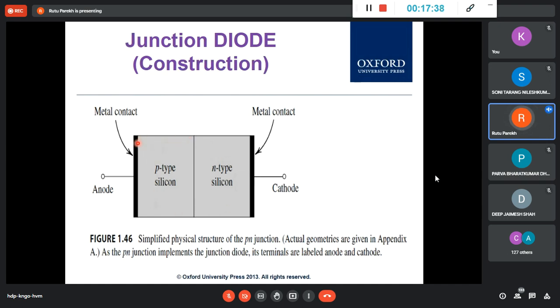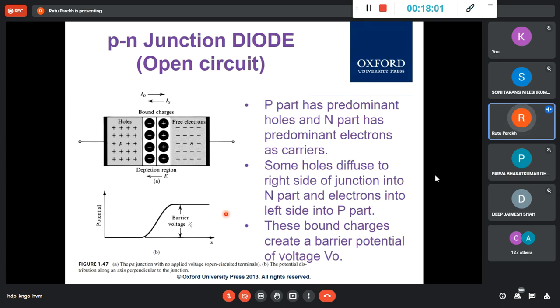So P and N, and then we make a terminal, a metal contact, so that it can be connected to the external world. If you just leave it like that, how will you connect it? So this is a metal contact we make here. So we are bringing them together. Now when you bring them together, some physics happens.